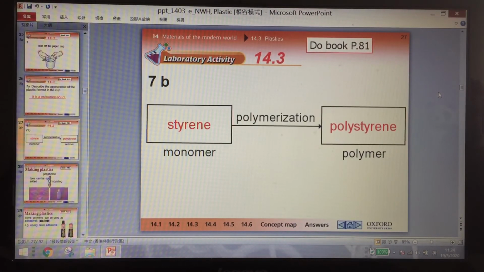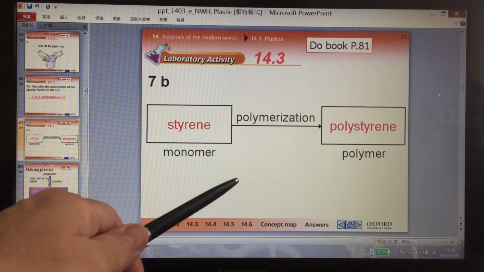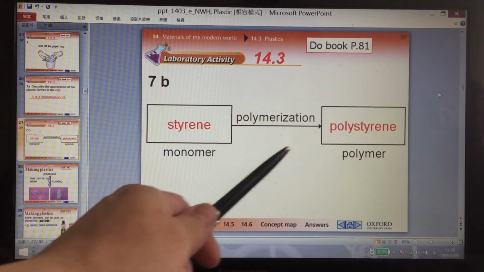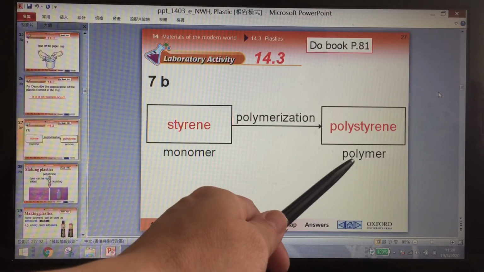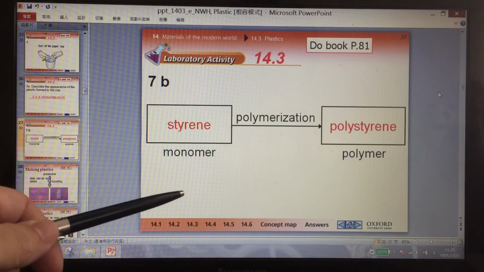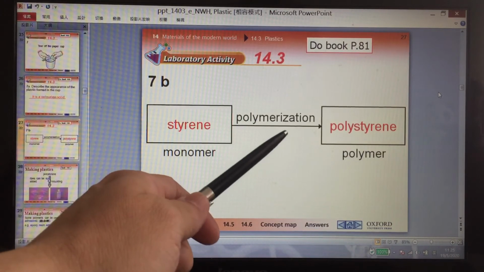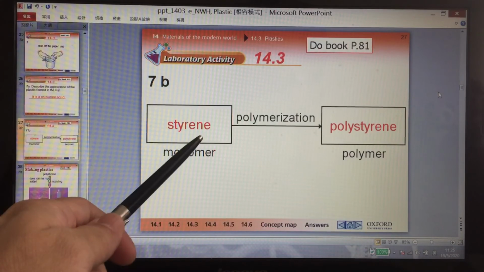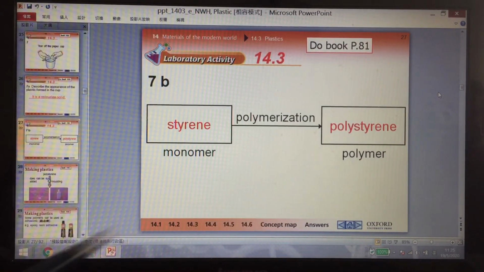So this is the reaction. At first, we have monomer. Of course, we need to add some chemical, that is the catalyst. And polymerization will carry on, and the monomer will become polymer. In this experiment, the monomer we use is styrene. After polymerization, the styrene becomes polystyrene. So this is a small molecule and this is a very large molecule.